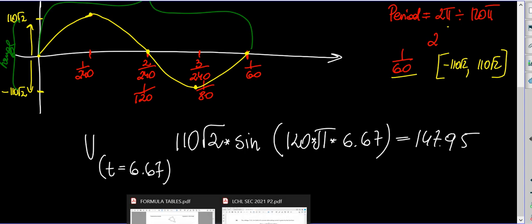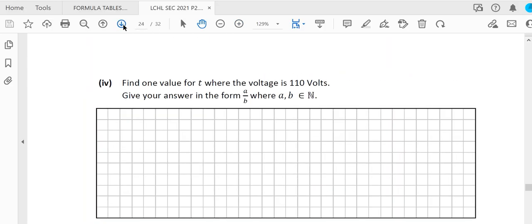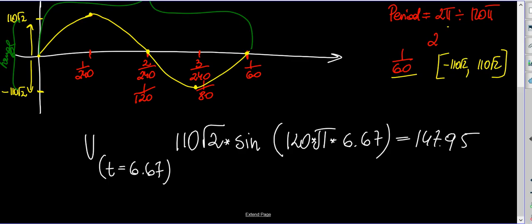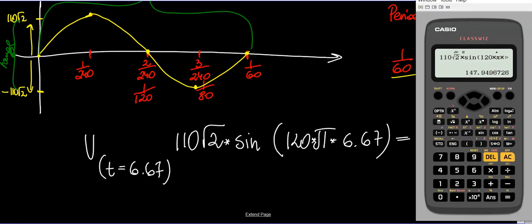Okay, let's have a look at the next part of this question. Find one value for t where the voltage is 110 volts. Give your answer in the form A over B where A and B belong to N. So we are looking for the value of t when volts are 110. Let's just check what 110 square root of 2 is to give us an idea: 155.